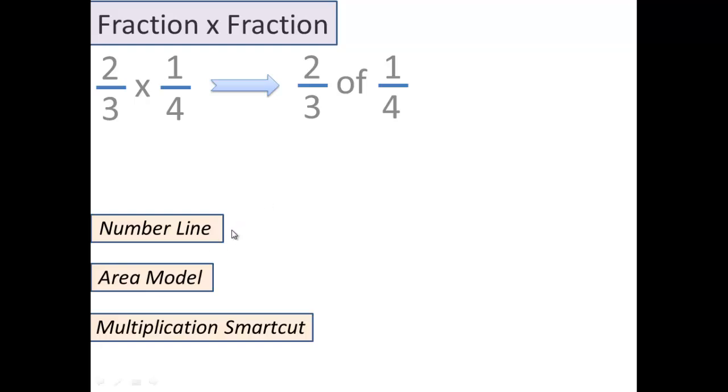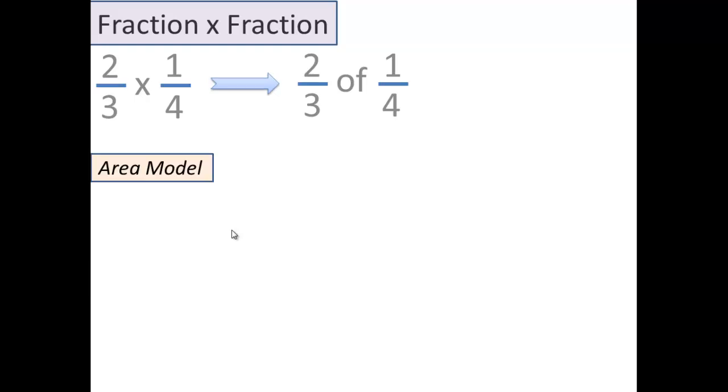Now, the number line could work. It's a little bit complicated, but for today, we're actually not going to talk about it and instead focus on 2 strategies, the area model and the multiplication smart cut. So let's start with the area model, please. Here we go.